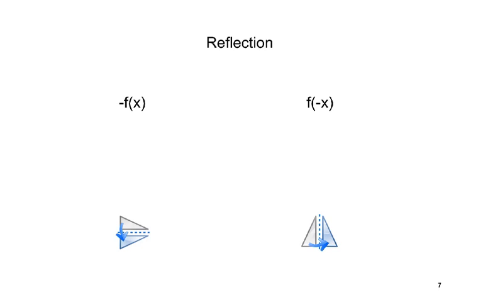So we're going to talk about reflection. And reflection is also another translation that we do to a function. If we're looking at the notation, we're going to use the notation of negative f of x as a flip across the x-axis.